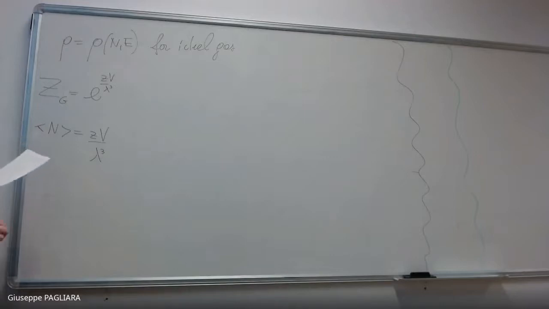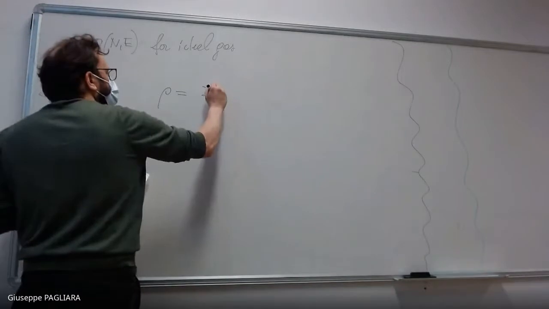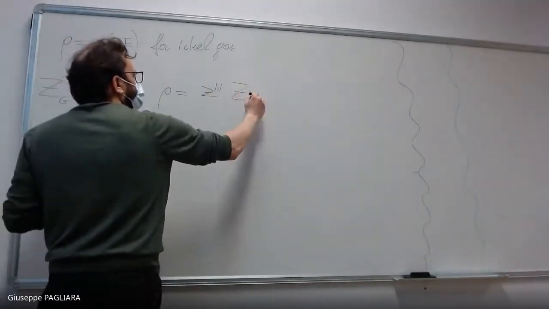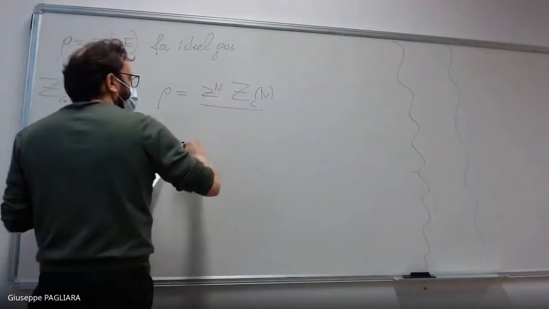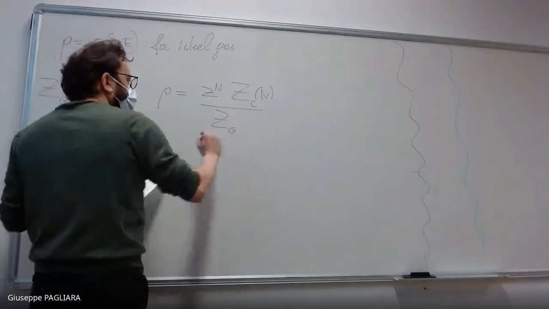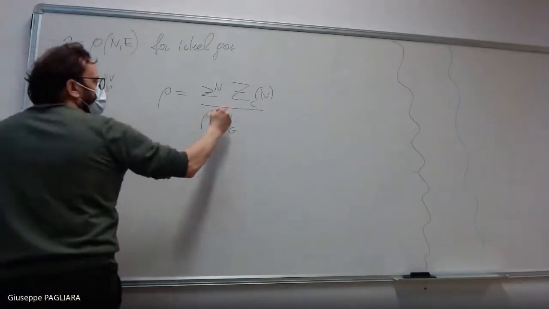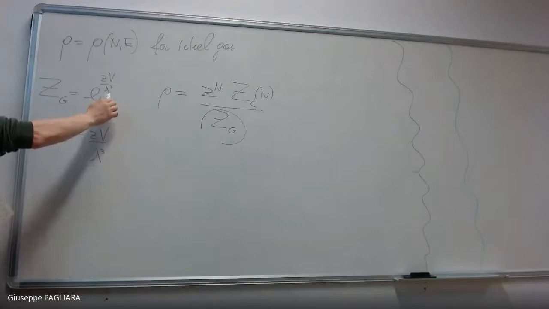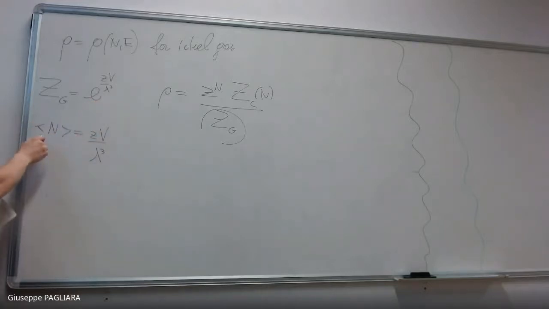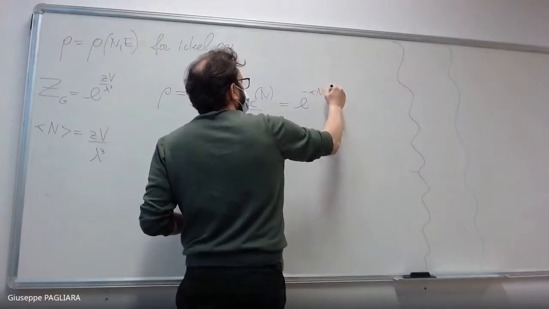Now, rho is equal, by definition, to z to the power of n times the canonical partition function Z_C at a certain value n, divided by Z_G, which is the normalization. The denominator becomes e to the Z V divided by lambda cubed, which is also e to the average of n. So in the denominator we have e to the average of n.